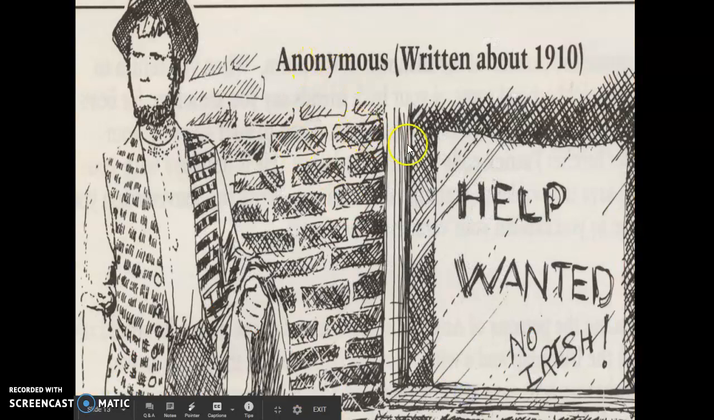All right. And, of course, there was a lot of hatred for, as I mentioned before, the Irish. They were not well received, and so even if places were looking for workers, they did not want Irish. And so you see here in this picture, it says help wanted, but no Irish. They didn't want Irish applying for the job.